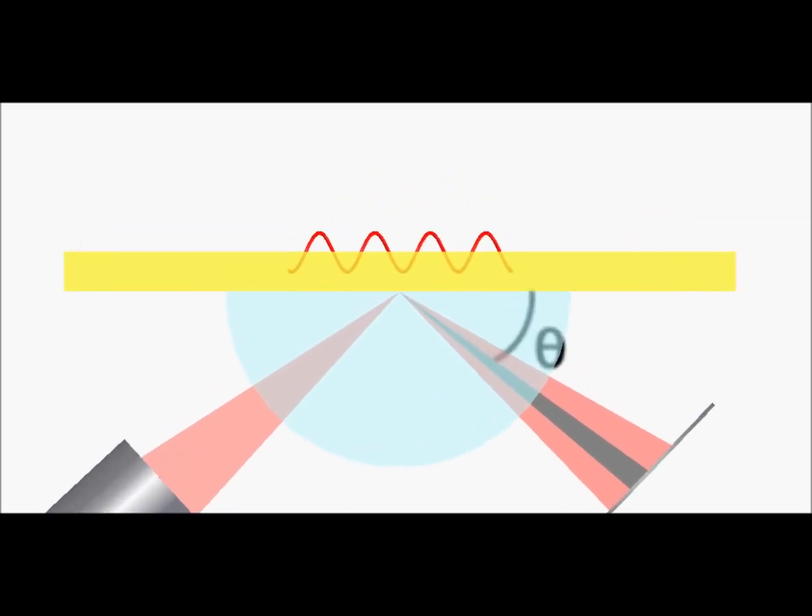In this setup, a light source passes through a prism, reflects off the backside of the sensor chip surface, and into a detector. At a certain incident angle known as the resonance angle, light is absorbed by the electrons in the metal film of the sensor chip, causing them to resonate.